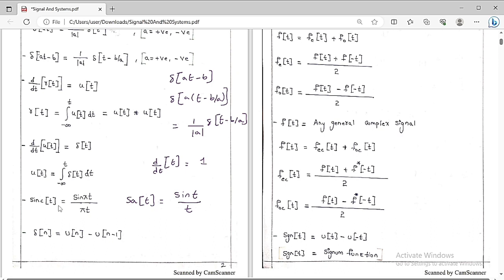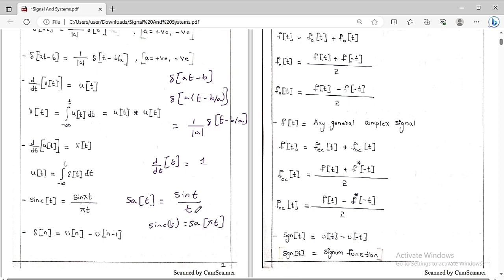The only difference between these two is the extra pi in the numerator and the denominator. Replace t by pi t and you are going to get this one. So then what can I say? Sinc of t is nothing but sa of pi t. In place of t, if you substitute pi t, then we get this value. Therefore sinc of t is equal to sa of pi t. This is one more thing I can say.